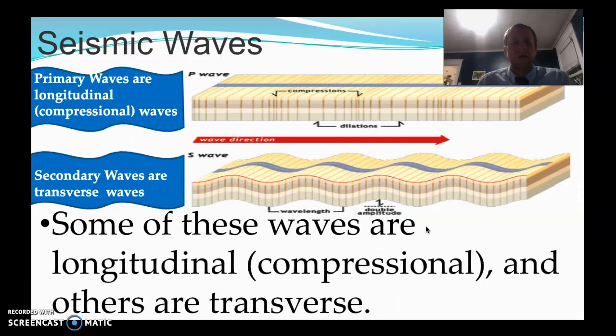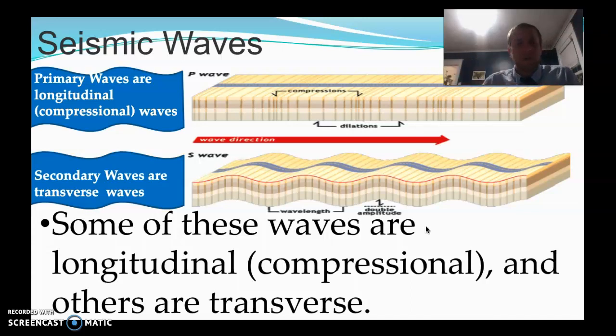Now, there are a couple different types of earthquake waves, as they call them. You have primary waves, which are longitudinal waves. Primary meaning that they travel fastest. They'll get there first. That's what primary means. And then secondary, which are transverse, meaning it's from up and down shaking. So you have back and forth shaking and up and down at the same time.